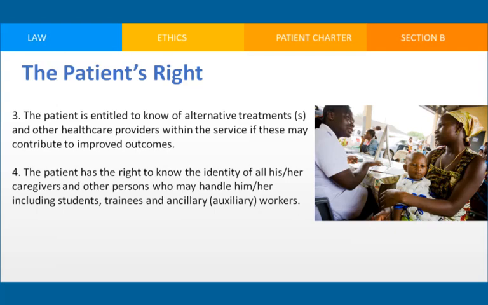Anytime a patient comes, it is their right to know the name of the healthcare personnel and anybody that will handle them, including those who are helping. We call them the ancillary or auxiliary workers, like the caterers bringing food to the patient, and the cleaners who come to clean the walls and all those things. The patient has the right to know their names.